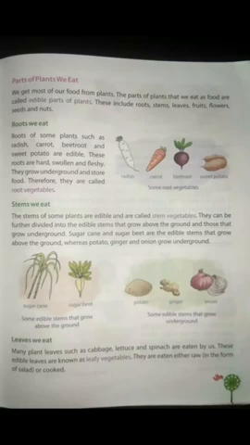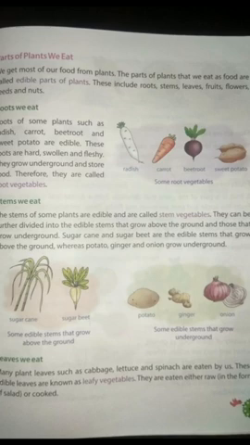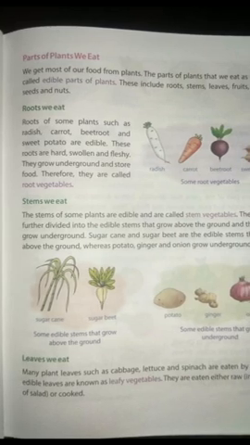Then, parts of plants we eat. Which part of the plants do we eat? We get most of our food from plants.